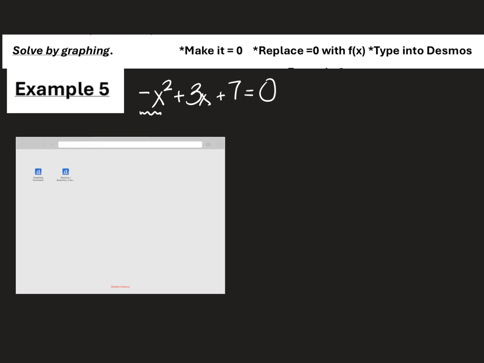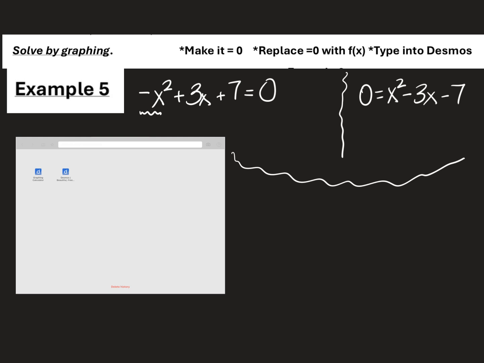I want you to, though, type it in this way. I want you to type it in by adding x squared, subtracting 3x, and subtracting 7, and turning that into 0 equals x squared minus 3x minus 7. And I want you to see, do you get the same answer?